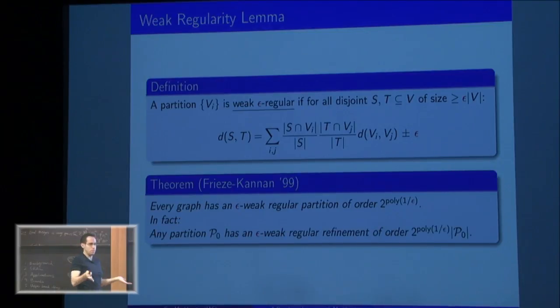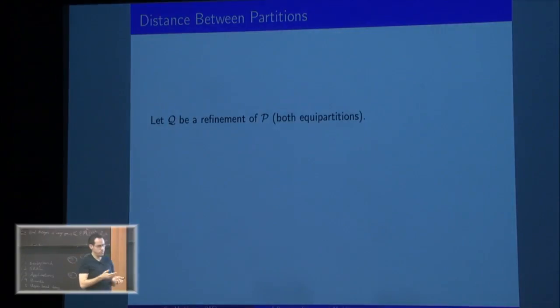If you fix any initial partition, P naught, and you want to find a weak epsilon regular partition that refines this P naught, where refines means that it is obtained from P naught by further dividing each part, you can actually get it with the same bound. Okay. So I will need to define a notion of distance between two partitions, namely a partition and a refinement of it. So let Q be a refinement of P.